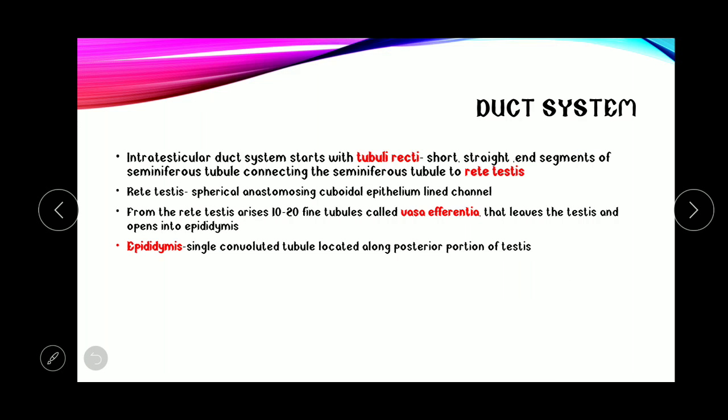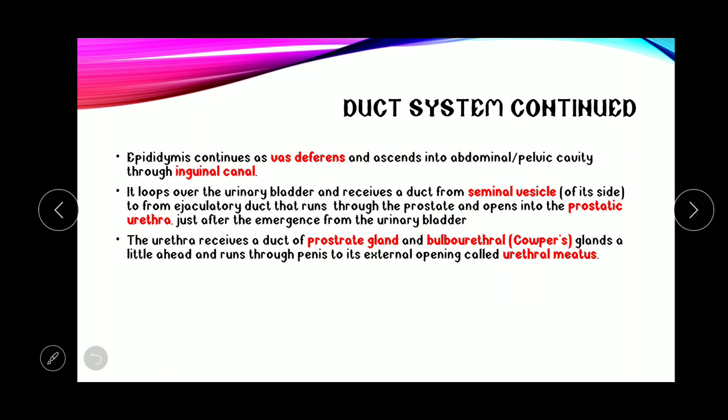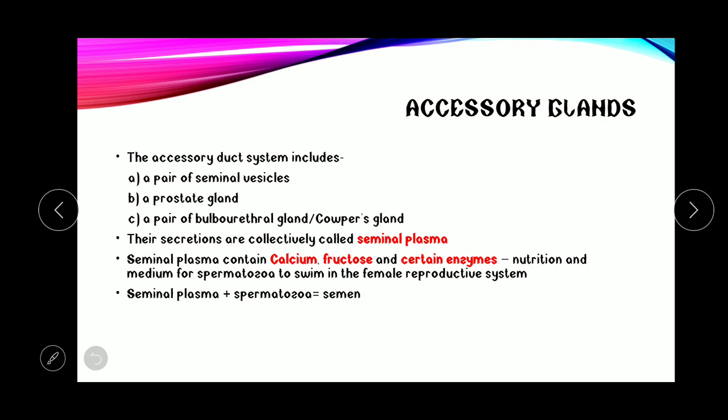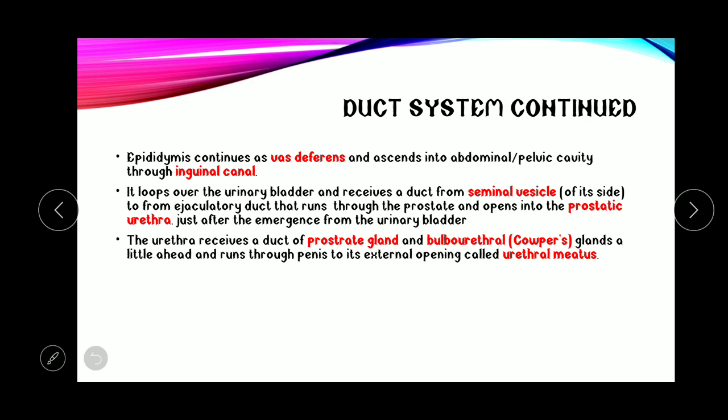So we will see the structure. The vas deferens ascends into the abdominal cavity through the inguinal canal. It loops over the urinary bladder and receives a duct from the seminal vesicle. We will see the accessory structures. So the vas deferens loops over the urinary bladder and receives a duct from the seminal vesicle.